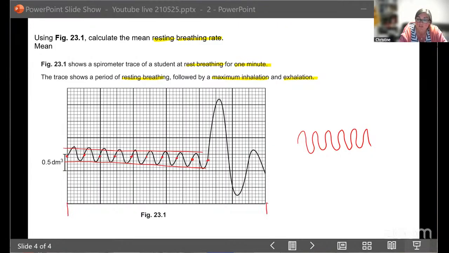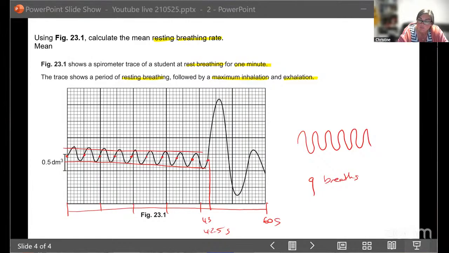I know that this whole section here is going to be in 1 minute, so this is 60 seconds. So what am I looking at? I'm looking at how many breaths I took in 60 seconds. Well, I'm actually only measuring to that point here, so you have to look at your scale and work that out. We've got 10, 20, 30, 40, 42.5 seconds. So in 42.5 seconds, I did 9 breaths.